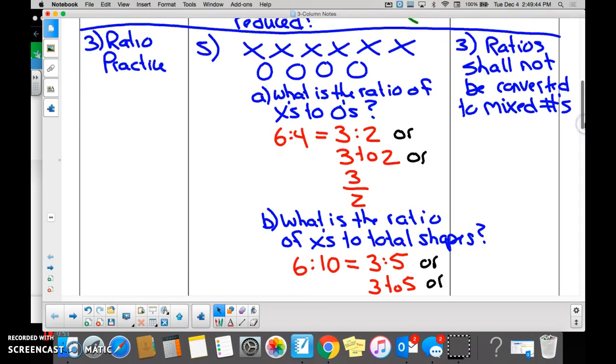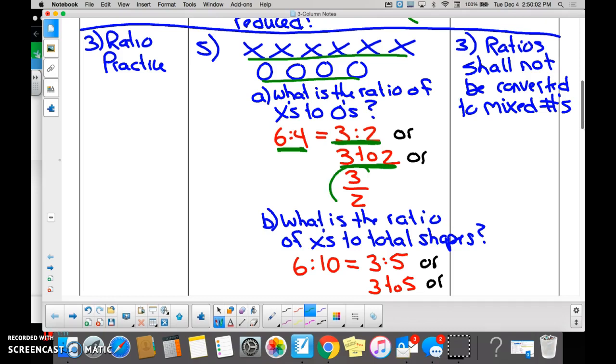Here's some practice. I asked you how many X's to O's are there. How many X's do you guys see here? 6. How many O's do you see here? 4. Is 6 to 4 an acceptable answer? No. Because you need to do what? Reduce. Can I write it like this right here? Yes. Can I write it like this right here? Yes. Can I also write it as a fraction? Yes.